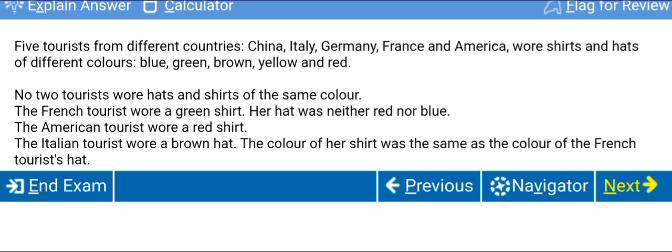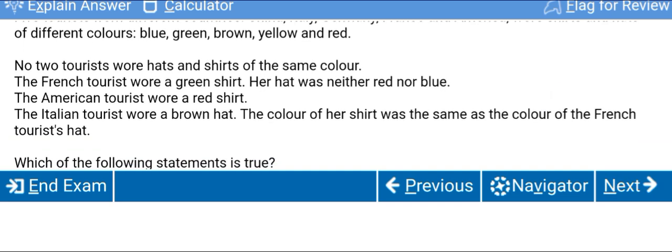5 tourists from different countries: China, Italy, Germany, France, and America wore shirts and hats of different colors: blue, green, brown, yellow, and red. No two tourists wore hats and shirts of the same color. The French tourist wore a green shirt. Her hat was neither red nor blue.